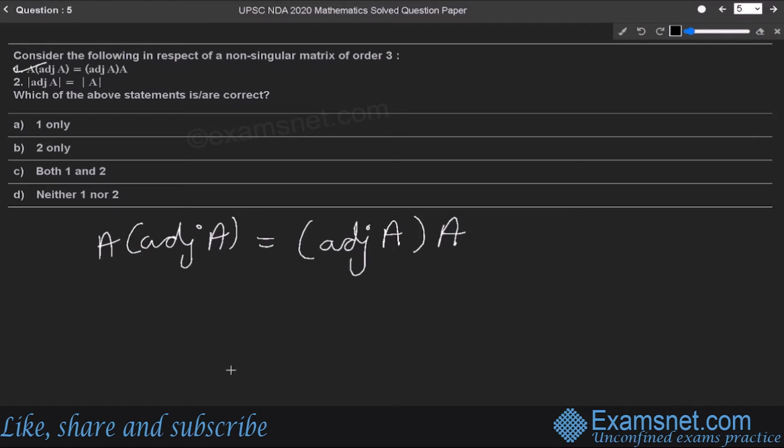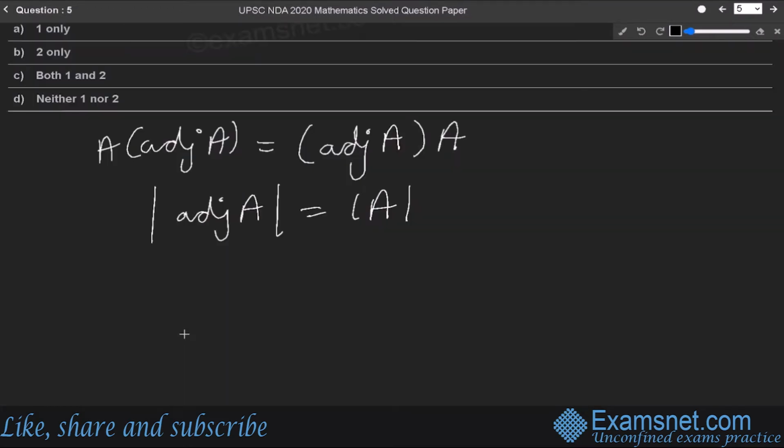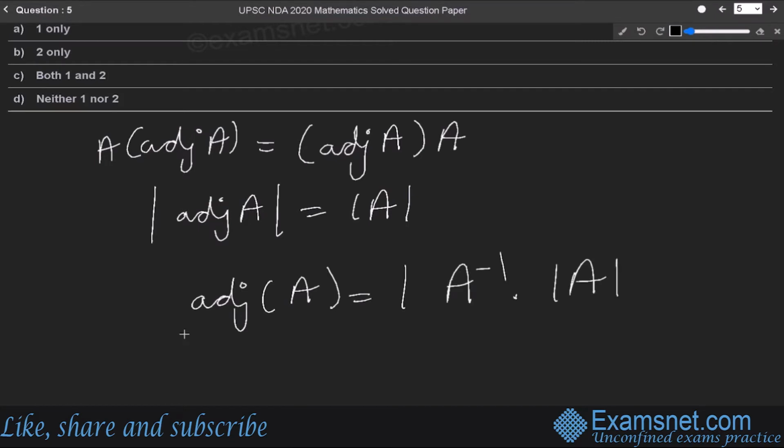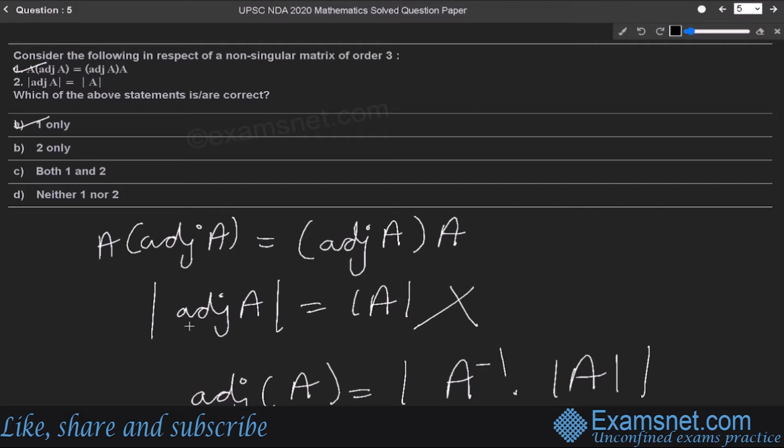Now talking about the second statement. Second statement is determinant of adjoint A is equals to determinant of A. But we know that adjoint of A is equals to determinant of A inverse into determinant of A. It means that second statement is completely wrong, because we know the correct statement, which is adjoint of A is equals to determinant of A inverse into determinant of A. So we can say that statement 2 is not correct. The correct option for this is 1 only. Only first statement is correct for this question.